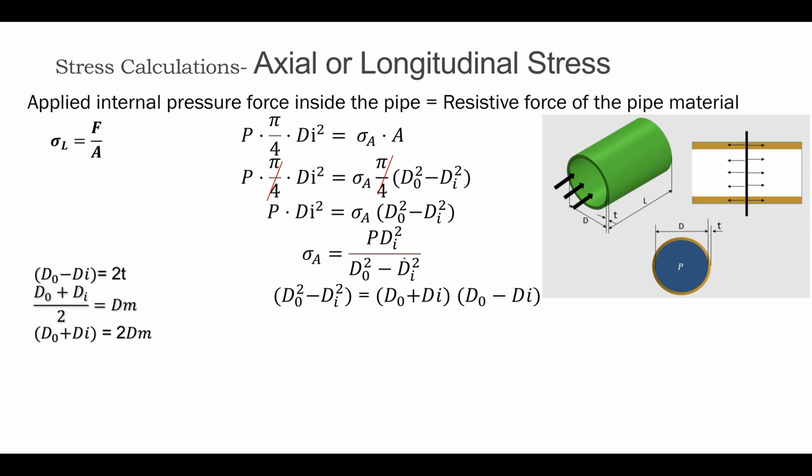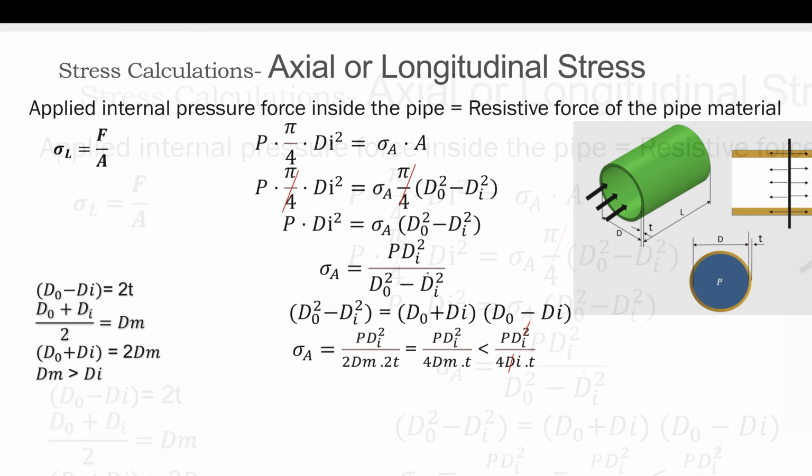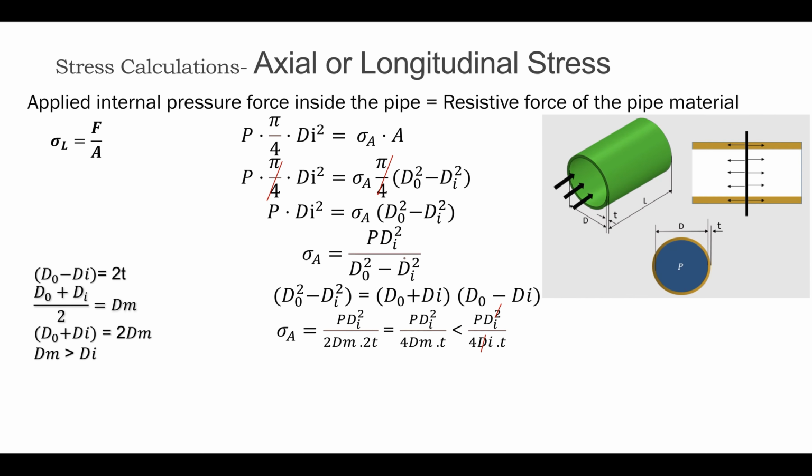Let's substitute these values in the equation and we get sigma A is equal to P di square divided by 2 dm into 2t, which is equal to P di square divided by 4 dm into t. dm, which is the mean diameter, is always greater than the inside diameter of the pipe. Hence the stress calculated with the mean diameter in the denominator shall be less than the stress calculated with the inside diameter in the denominator. Hence the inside diameter gives higher stress values, which is again a conservative approach. Now cancel the di with di square and we get the final formula of longitudinal stress, sigma A equals P di over 4t.